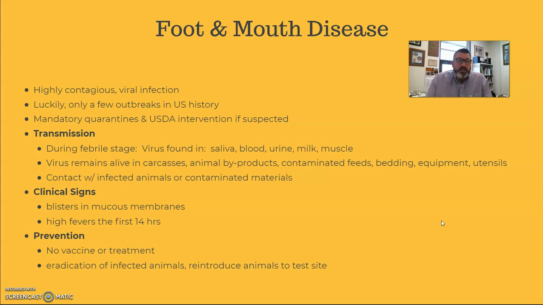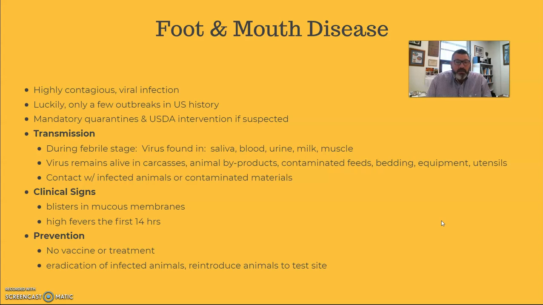The virus is basically present in all forms in the body: saliva, blood, urine, milk, muscle, everywhere. It is circulating, so therefore it can be transmitted quite easily. To make the problem even more drastic, the virus remains alive in a dead carcass, in any animal byproduct. So if we send an animal to rendering, that would not clear the virus. It can contaminate feed, bedding, equipment, utensils, your pasture even. So you would want to be very, very on top of it if you had any kind of suspected case.